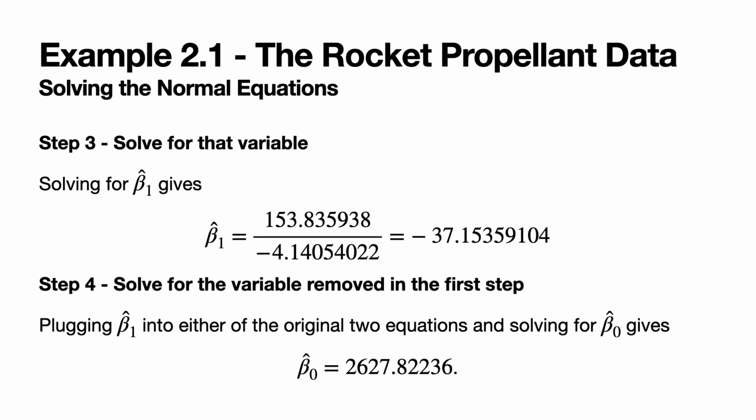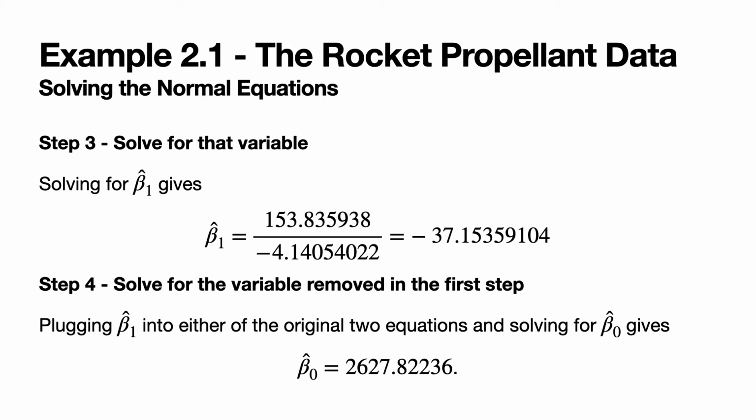The third step is to solve for that variable. So we're going to solve for beta 1 hat by dividing both sides of that equation by negative 4,140.54022. The value we get for beta 1 hat turns out to be negative 37.15359104.